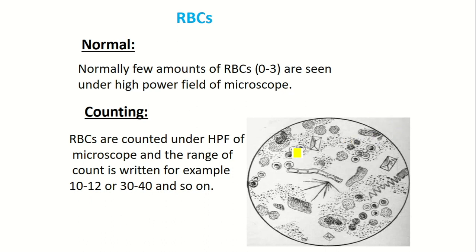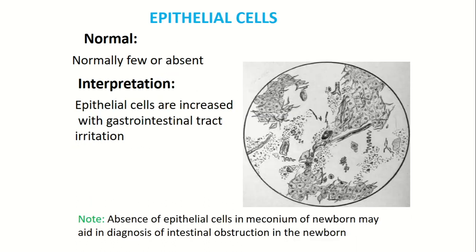These are the various crystals, some undigestible materials, and these are the WBCs. So these are the various things you can see in stool examination. Such a refractile structure you will find in the stool, that is an RBC. Now epithelial cells, these are the epithelial cells. Normally they are very few or absent, and increased epithelial cells suggest some irritation in the GI tract.